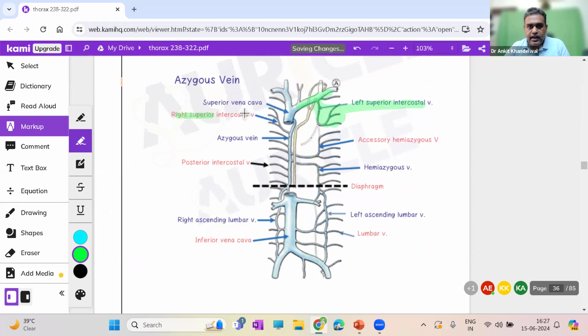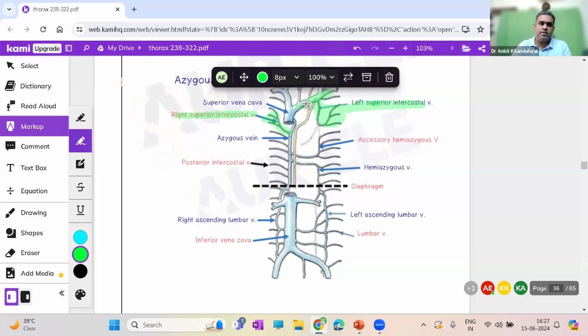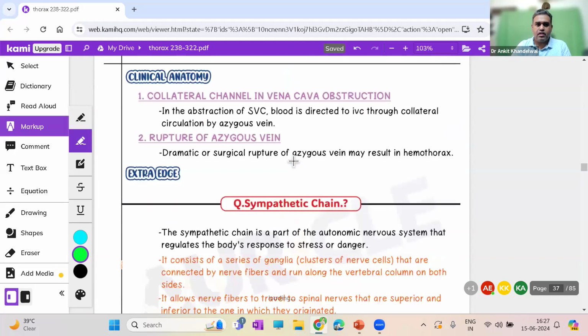On the right side, the right superior intercostal, you can see this is going directly to the azygos, but the left superior intercostal is going to the left brachiocephalic. Remember this basic difference. Okay, clinical anatomy: it is connecting IVC to SVC. Basically, in IVC obstructions, they help in shunting of blood, or collaterals develop around them.